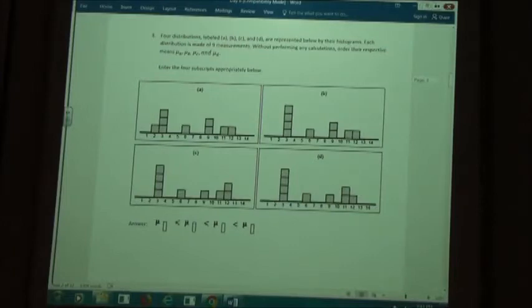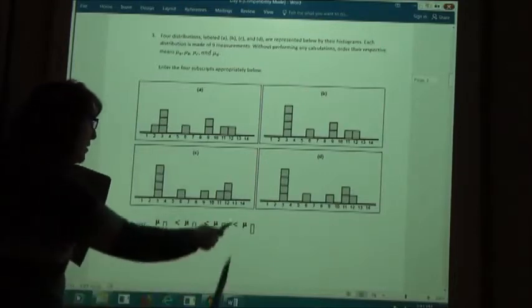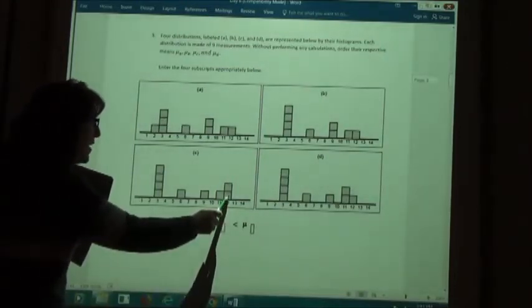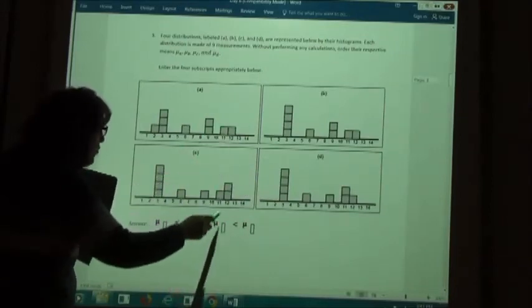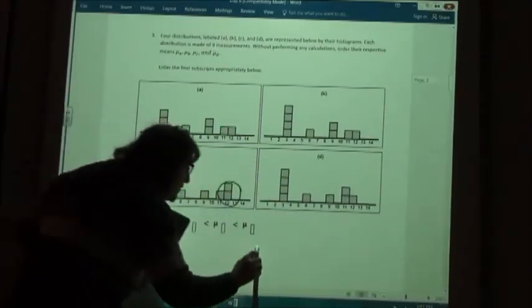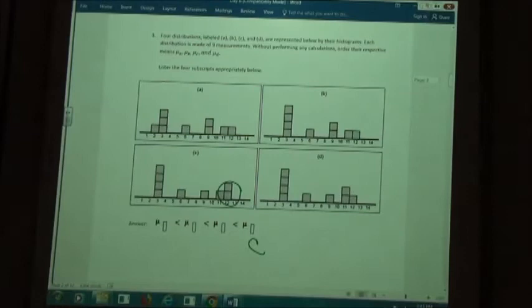Which one is going to be the biggest one? C is going to be the biggest one. We have two 12s here. All the rest of them only have one 12. So since that one has two 12s, we know C is the biggest one.